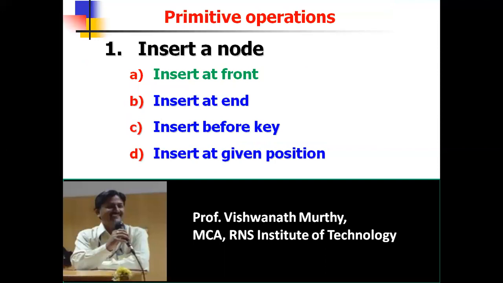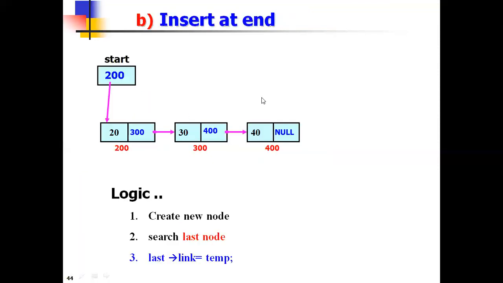Today our discussion will concentrate on insert end, insert a node at the end of the linked list. First we'll see the logic, how the node can be inserted at the end of the linked list. The situation is, suppose we already have some nodes. Node 1 is at address 200, node 2 is at address 300, node 3 is at address 400, and start is storing 200.